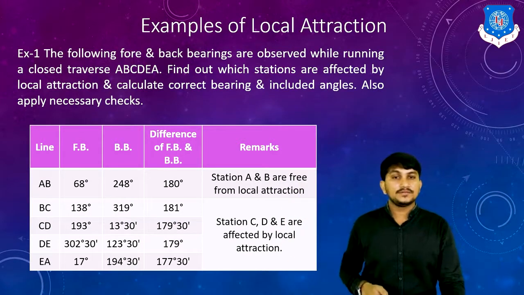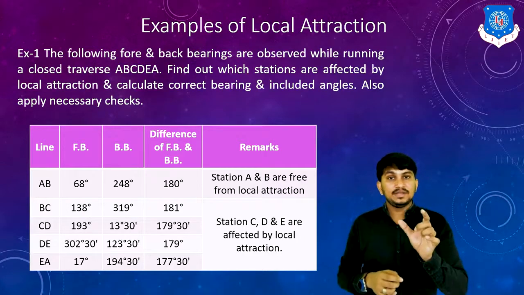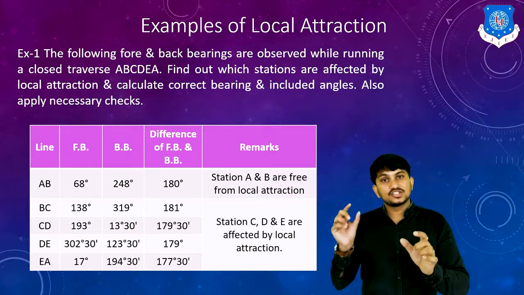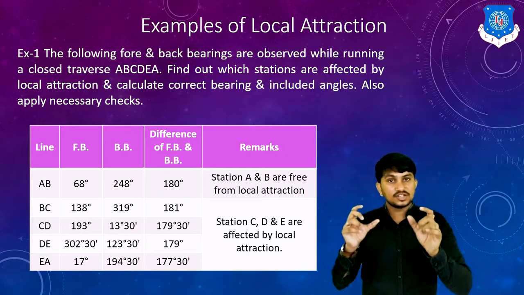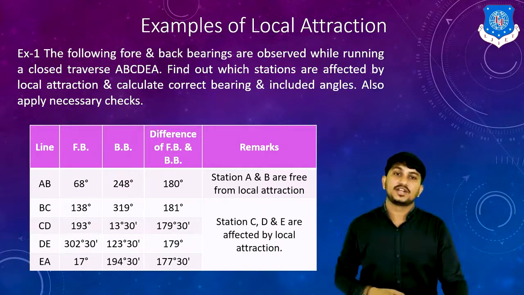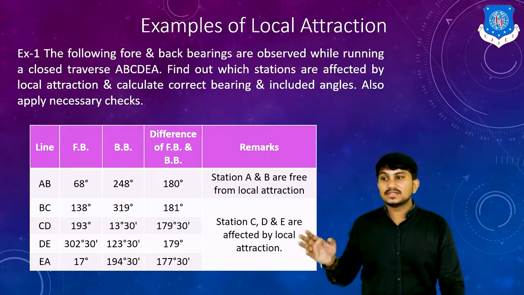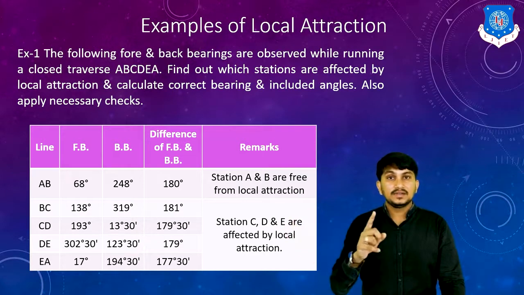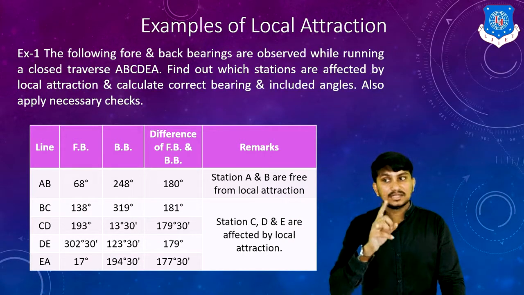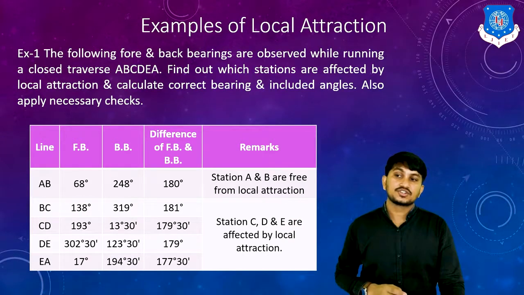In line AB, the difference of fore bearing and back bearing is equal to 180 degree. So line AB, which connects station A and station B, these stations A and B are free from local attraction. Then in line BC, the difference is 181 degree, which does not equal 180 degree, meaning there is a chance of local attraction.